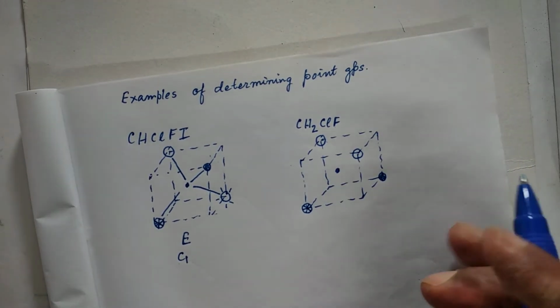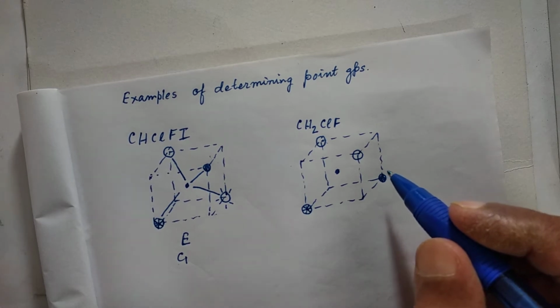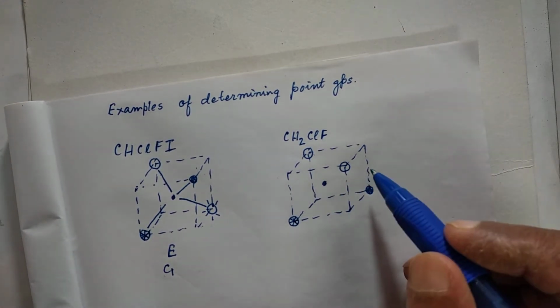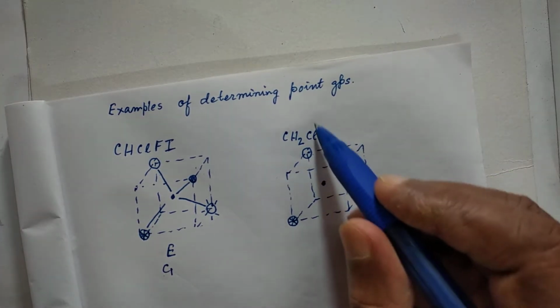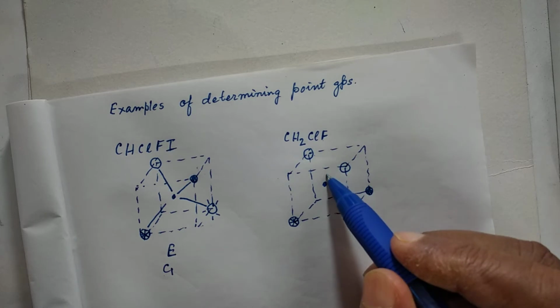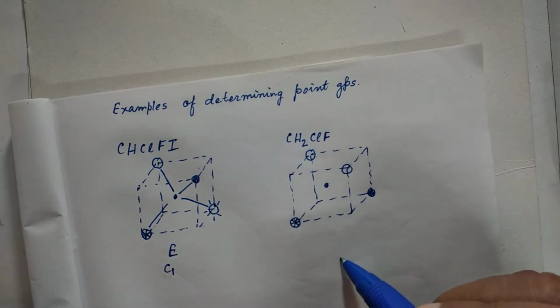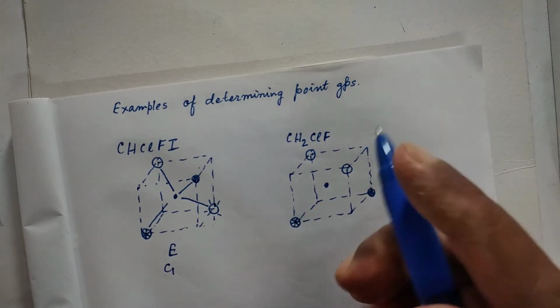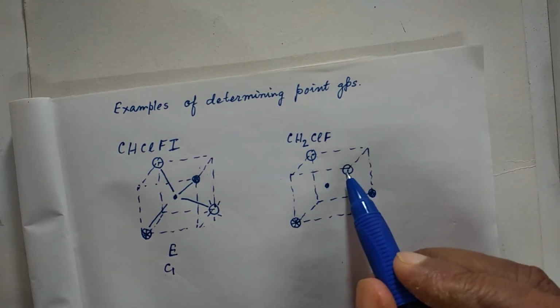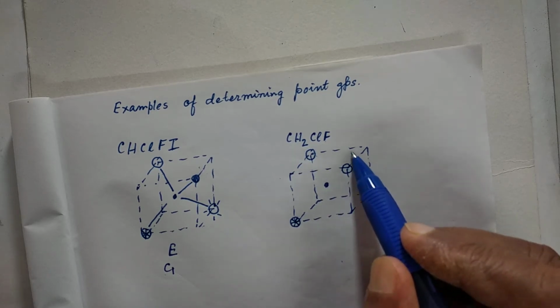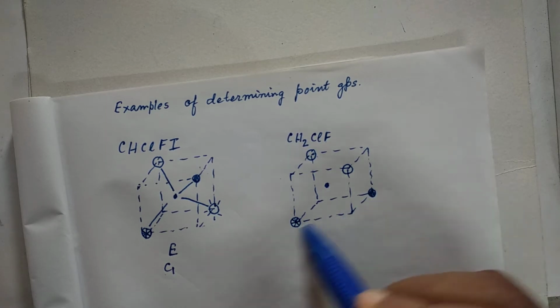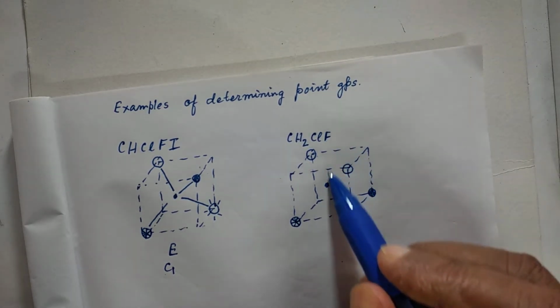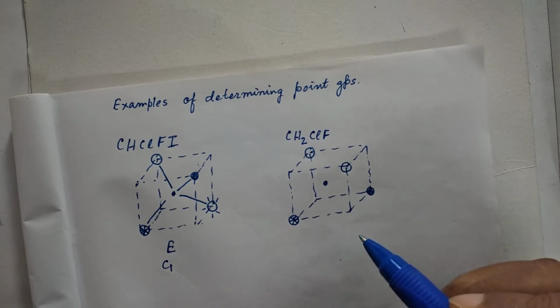So, here we see that there is no axis of symmetry. If you consider a line like this, passing through the center of the top and through the body center, that axis will not act as a twofold axis. If you rotate the cube about that axis through an angle of 180, this hydrogen will go there and this will come here, but these 2 atoms are different. Therefore, that line does not act as an axis of symmetry.